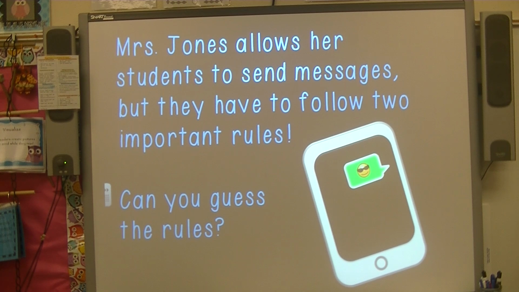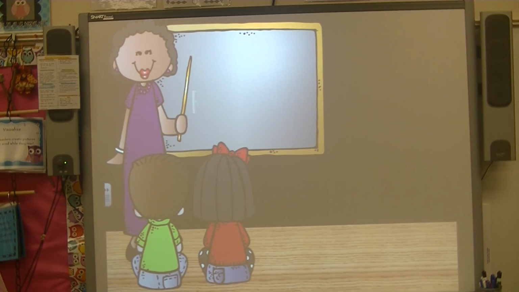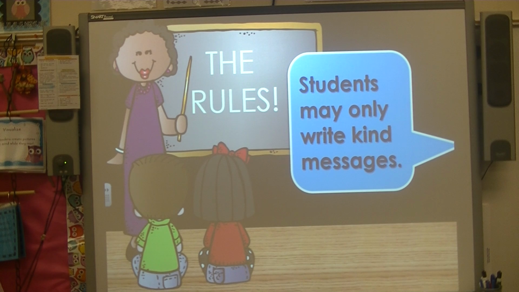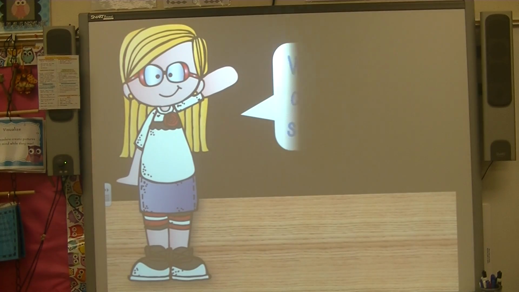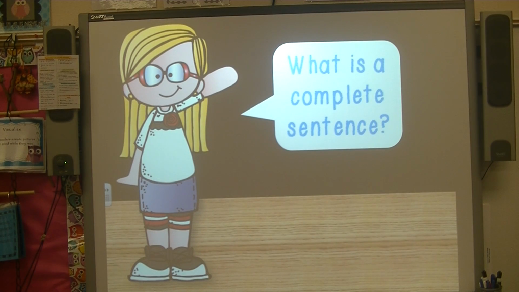Can you guess the rules? What do you guys think? The rules. Students may only write kind messages. Students must write complete sentences. What is a complete sentence?